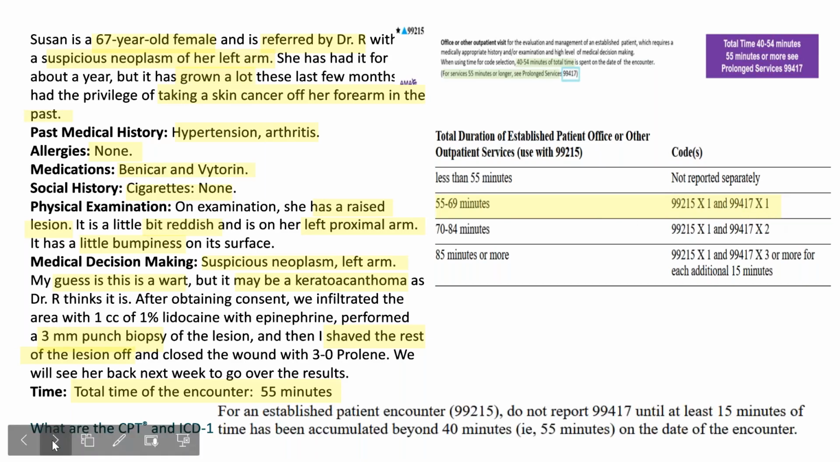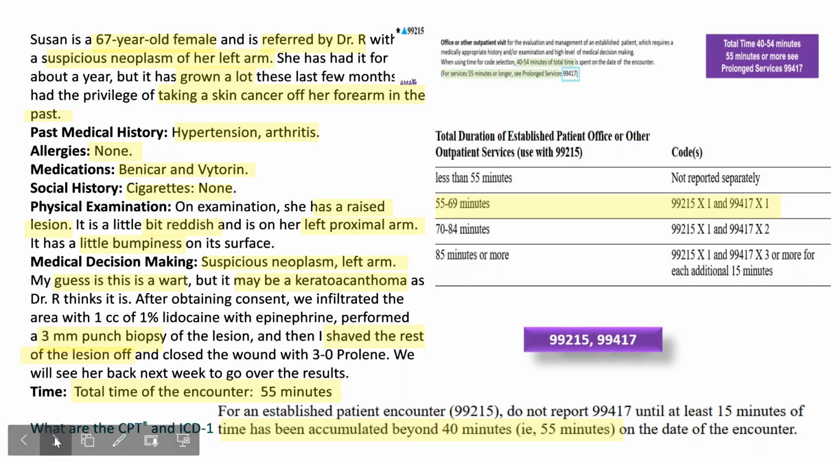There is also a note for an established patient. It has to be 15 minutes of time accumulated beyond the 40 minutes. I know that's what gets people confused sometimes, because in certain sections of the book, it says just 15 minutes. It doesn't specify over that 40 minutes. So you might think it's 15 minutes over that 54 minutes for 99215, but it is 15 minutes beyond 40 minutes. So once they hit the 55 minutes, that is now a prolonged service code of 99215 and 99417.